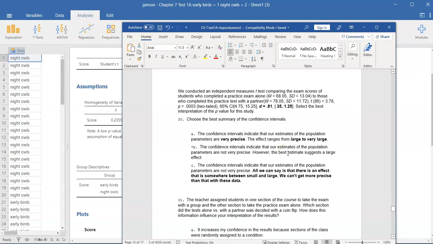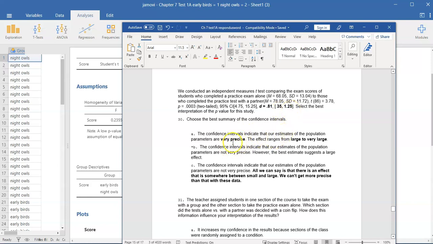Okay, next one, choose the best summary. B is the best answer. Confidence intervals indicate that our estimates of the parameters are not very precise. We say that because one of them is a small to medium effect, and the upper bound is a very, very large effect. So that's a pretty wide range. So it's not very precise.